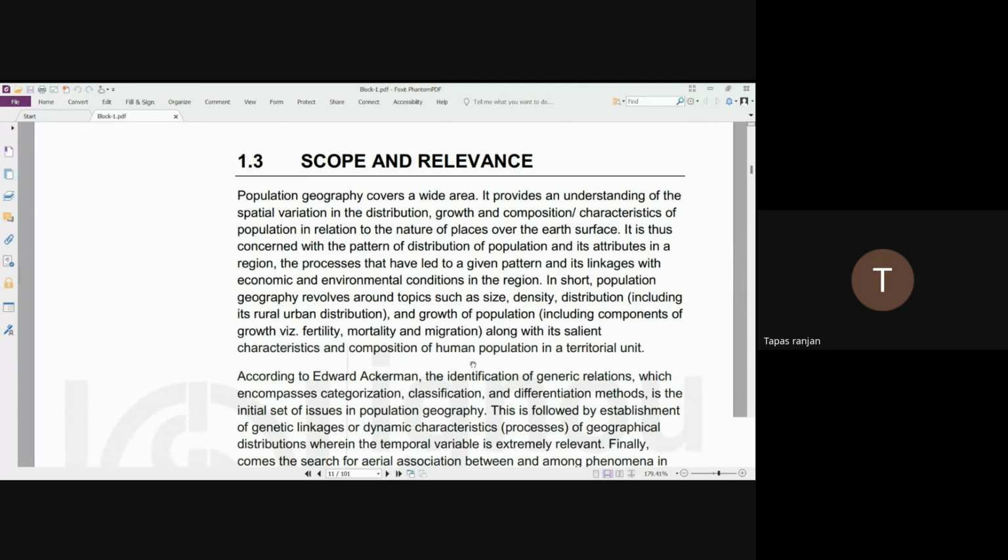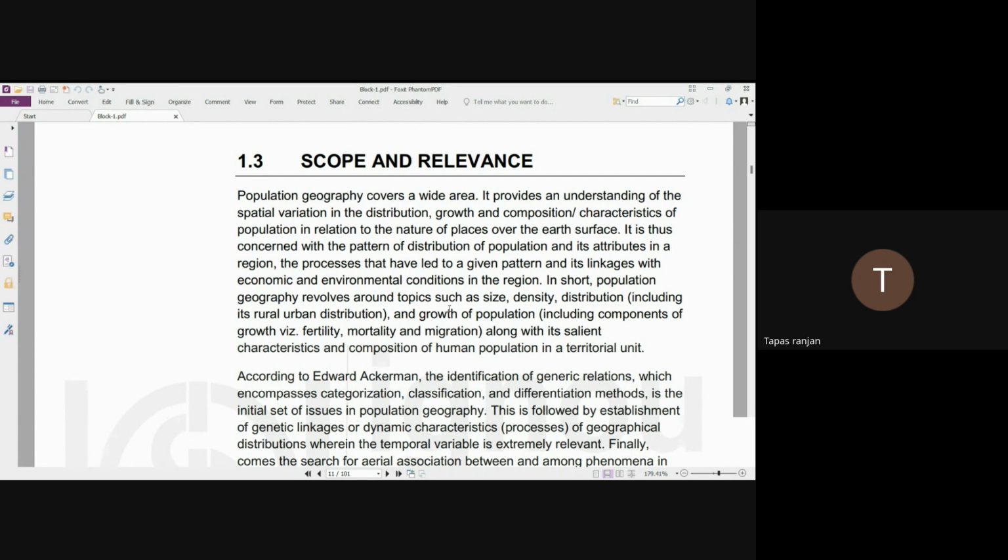So first, to lead a good quality of life, we need to understand the population dynamics, where the people are living. We will also discuss the different factors which define the distribution of population in the later part. So this is the scope and why it becomes relevant.